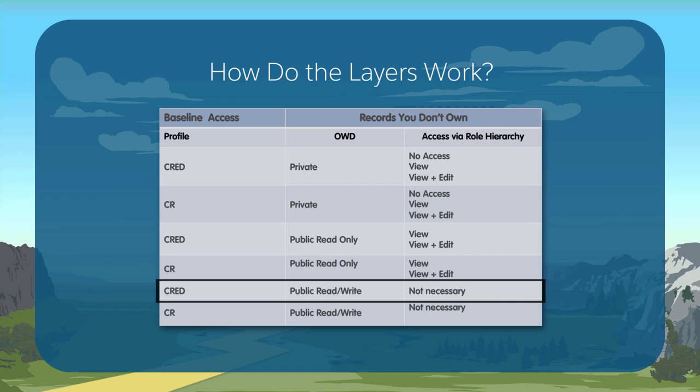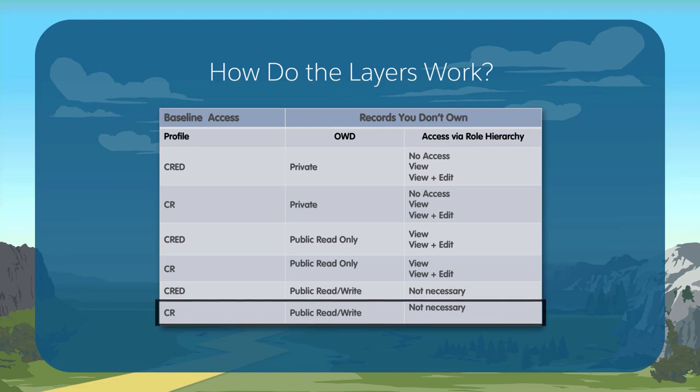If we change Alan's profile to grant only create and read, and the org-wide defaults are set to public read-write, then he has access to all opportunities, but only the ability to read them, since the org-wide defaults and the role hierarchy don't grant more permissions than the profile.